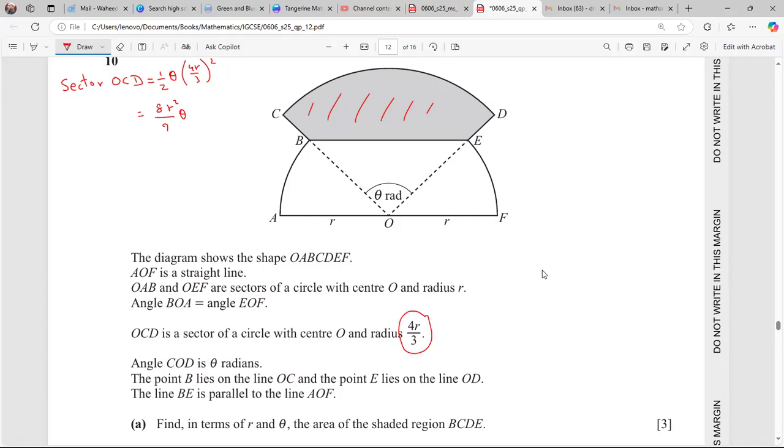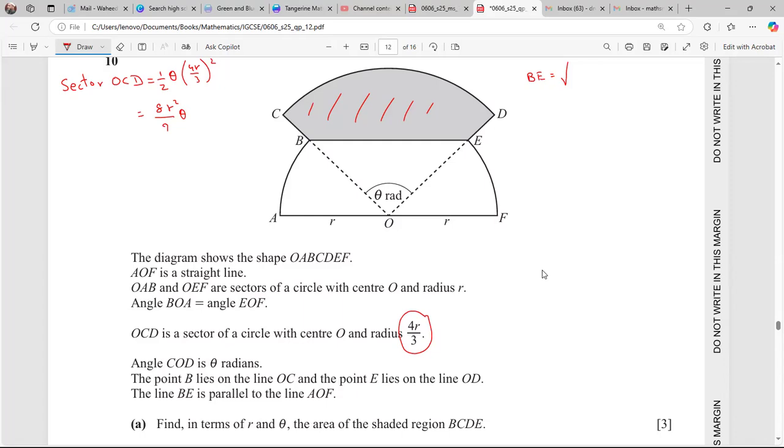Now I'm going to find the area of this triangle OBE, and I will subtract the area of the triangle from the area of the sector, and that will give me the area of the shaded region. Now I need to find the area of this triangle OBE. For that purpose, I need to know the base and the height. So how can I find the distance BE? In order to find the length BE, I will use the law of cosines.